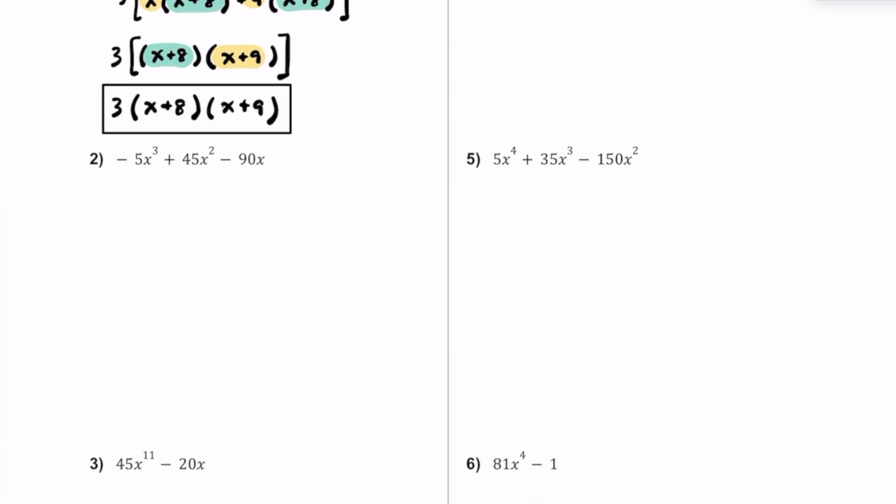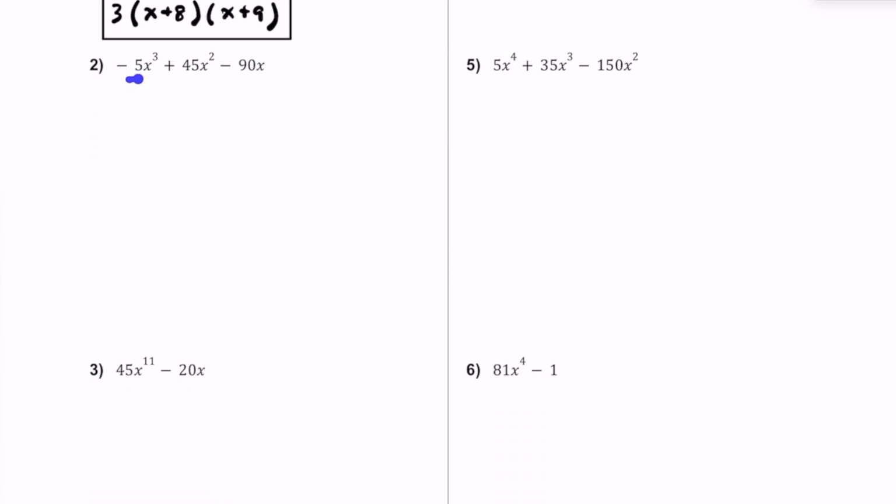All right, let's try another one together. All right, in number 2, you can look at all three of these terms. They all are divisible by 5 and also negative 5, I guess, right? We like to factor out negatives if we can, especially if a is negative. And they actually all have an x as well. So I'm going to go ahead and factor out negative 5x as the GCF to kind of start here.